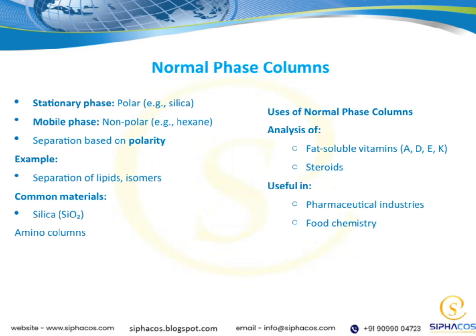Common materials used for the stationary phase include silica, which is quite standard, and amino columns, which can offer some specific selectivity. Overall, normal phase chromatography is a powerful tool when you need to separate compounds based on polarity, especially in complex mixtures like lipids and vitamins.